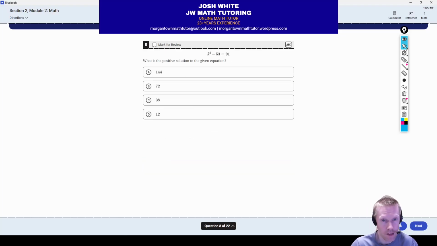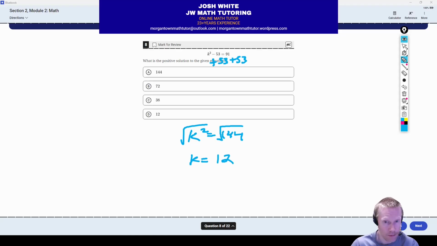Next up, they want to know the positive solution to this equation. So the easiest way to solve this would be to add 53 to both sides. If you do that, you get k² = 144, and then square root both sides. k equals technically plus or minus 12, because when you take the square root in an equation, you have to do a plus or minus. So, of course, the answer is going to be letter D, 12.